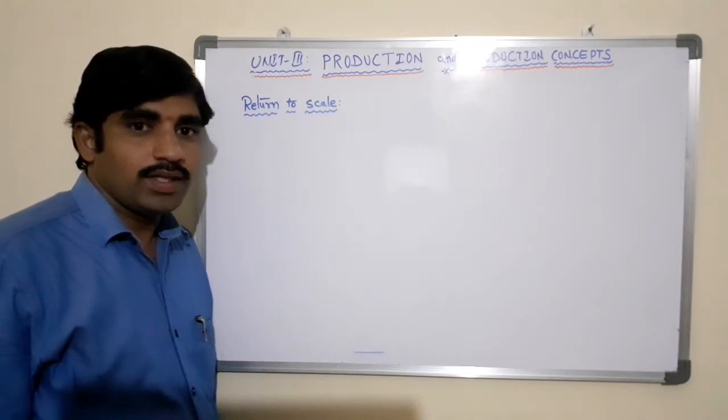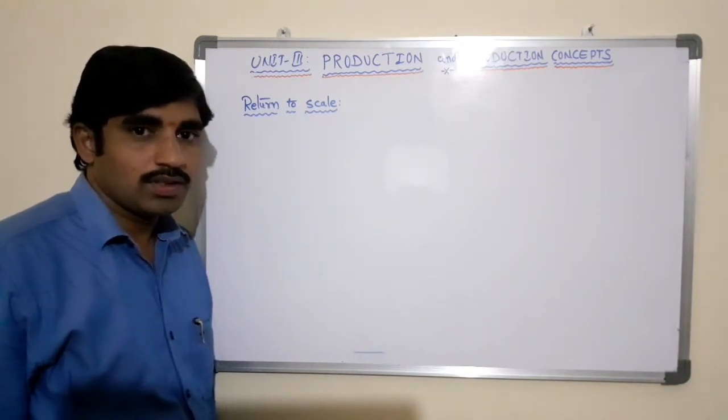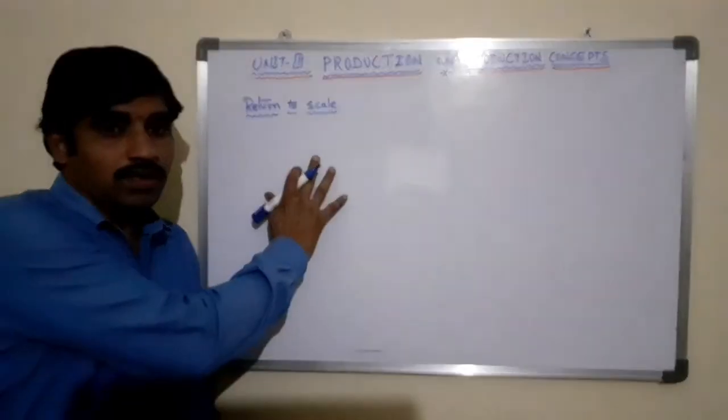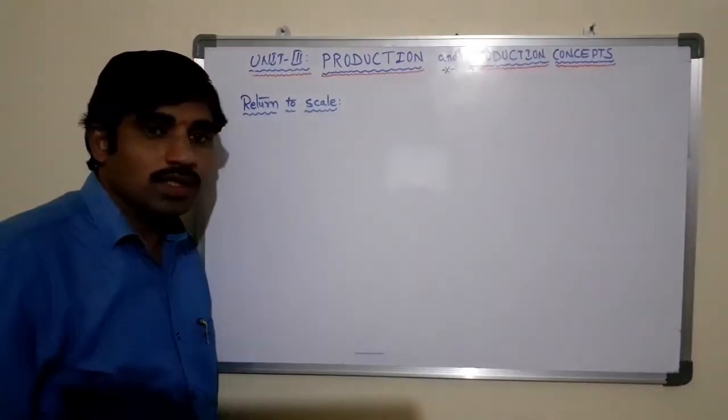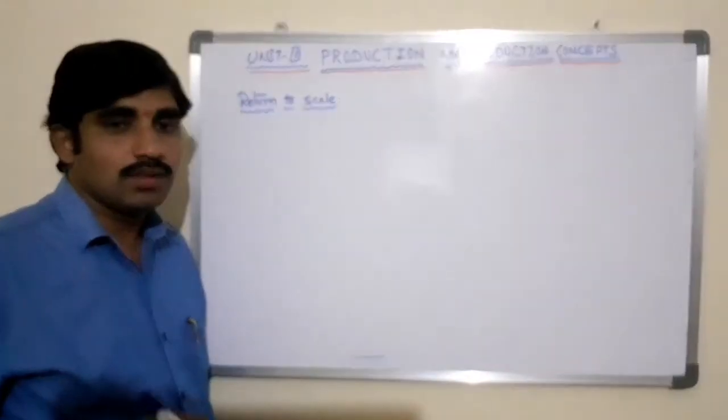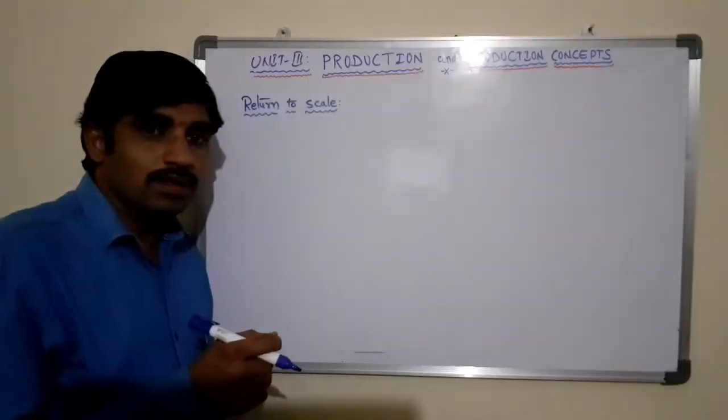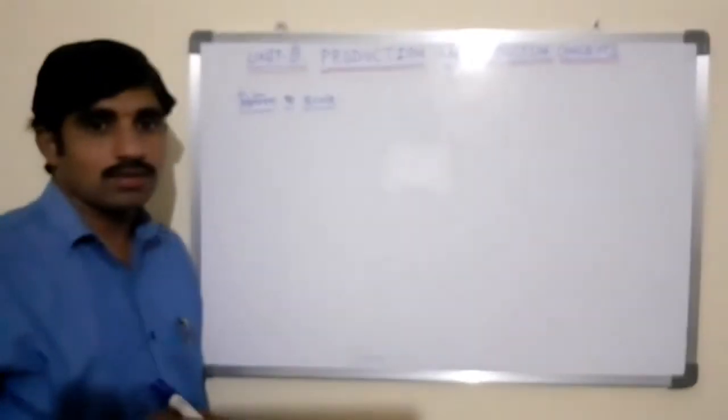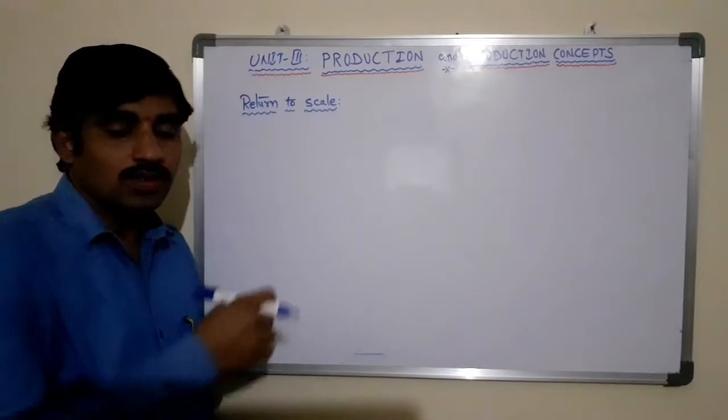Now let us see the very important concept in production concepts, that is returns to scale. Returns to scale means the returns enjoyed by the firm for every input introduced in the production process for a given period, say 1 year. It means the total output enjoyed by the firm for every input factor introduced in the production process is known as returns to scale.